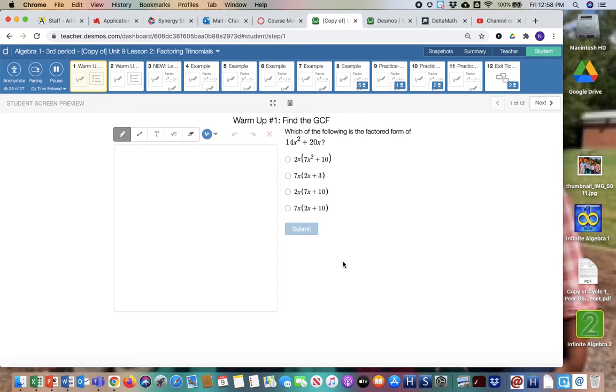Unit 9, Lesson 2 notes for factoring trinomials. Alright, so the first two screens here are really just a review, and then we've got screens 3, 4, 5, 6, 7, 8, six examples to go through what we're doing with factoring.